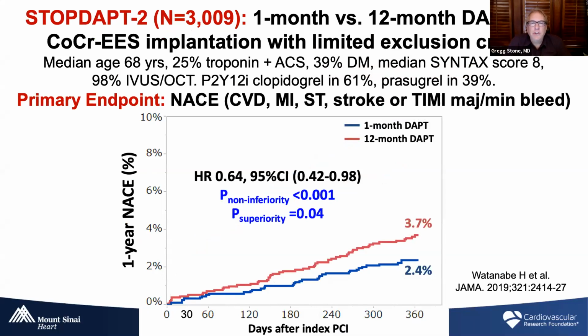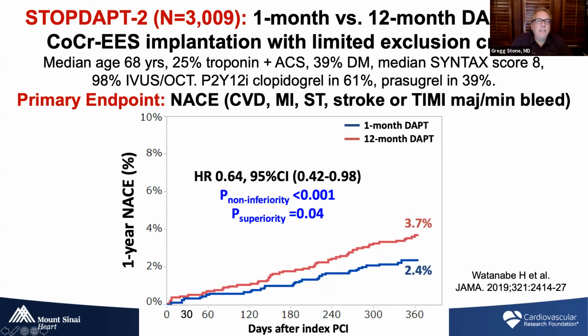And this was larger. This was a 3,009 patient randomized trial that was performed in Japan. And they tested 1 month versus 12-month DAPT after Xience implantation. And this was in a broad cross-section of patients with limited exclusion criteria. So if you look at who these patients were, in which they were testing 1 month of DAPT after Xience, all the patients got treated with Xience.